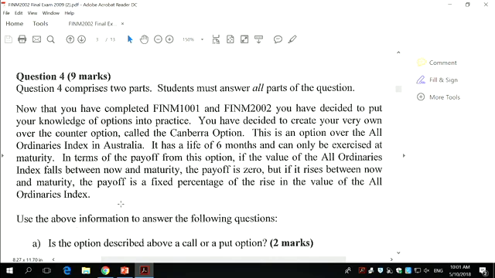Okay, so is the option described above a call or a put option? Straightforward, it's a call option, right? If prices go up, you get a payoff. If prices go down, you don't. Okay, so that's straightforward.